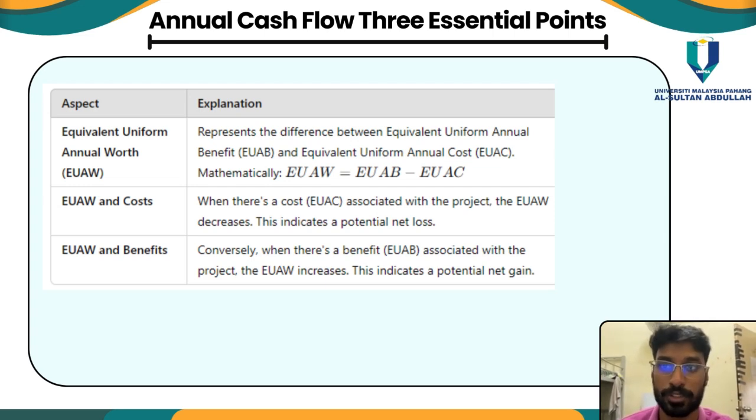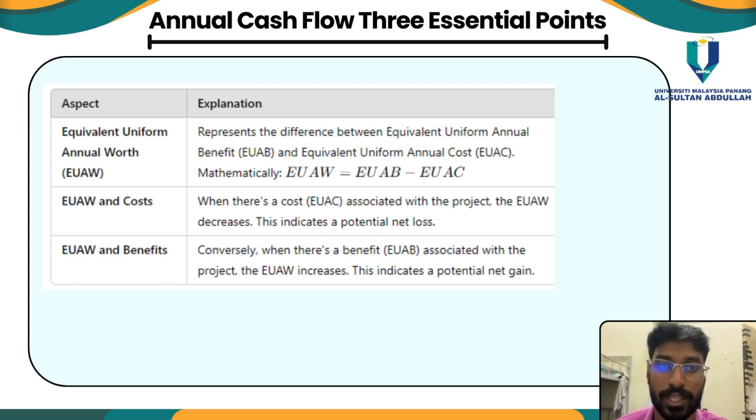Moving on to the annual cash flow, three essential points are needed. First off is the equivalent uniform annual worth, known as EUAW, and then the EUAW and the cost, and the third point is the EUAW and the benefits. The EUAW represents the difference between the equivalent uniform annual benefit and the equivalent uniform annual cost. As we can see in this equation, the EUAW is found by subtracting the EUAC from the EUAB.